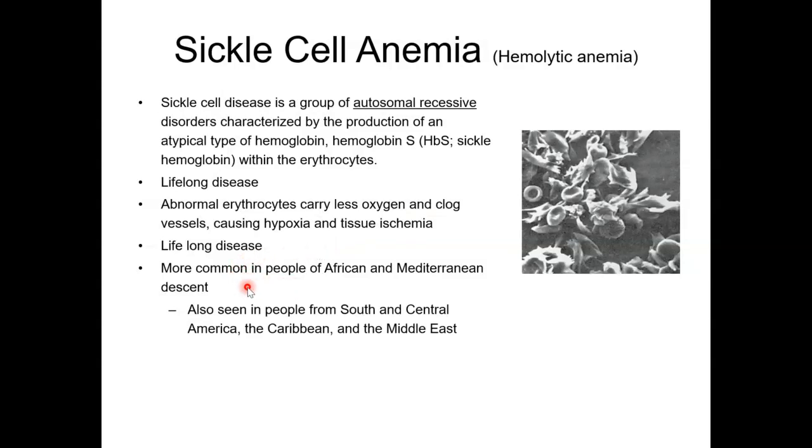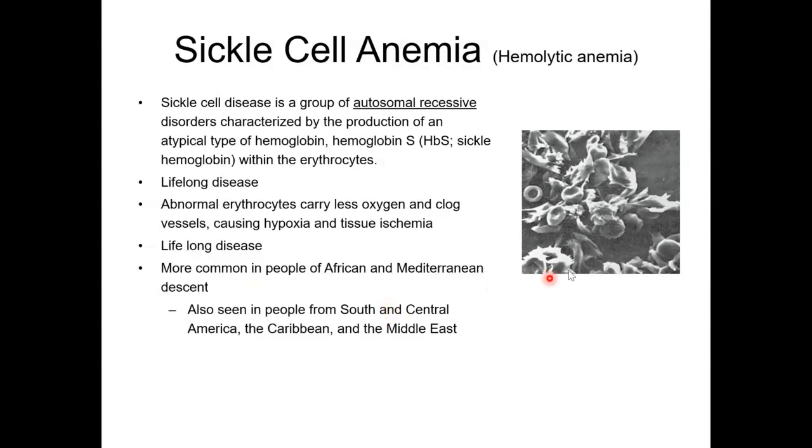It's more common in people of African and Mediterranean descent, and also seen in people from South and Central America, the Caribbean, and the Middle East. Again, this is something we do not see in Caucasians. And it's generally in people that have been historically from areas that have malaria. So this sickle cell trait originally is thought to protect somebody against malaria in these areas that are common with malaria.